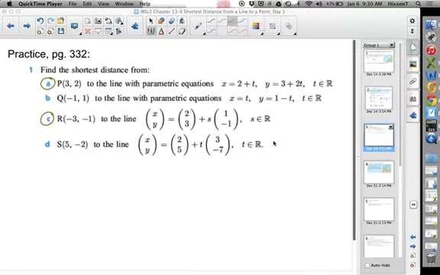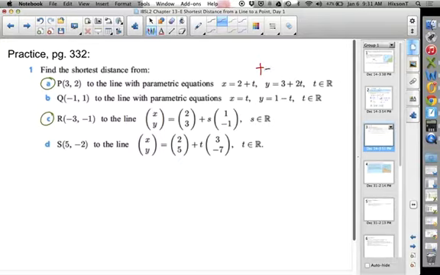Alright, so our answers here on part A, you should have gotten the time equal to negative 1/5, okay? And that gives you vector PR equal to negative 6/5, and then the vertical component was 3/5. Then you find the magnitude of that to find that shortest distance, and that comes out to 3√5/5.